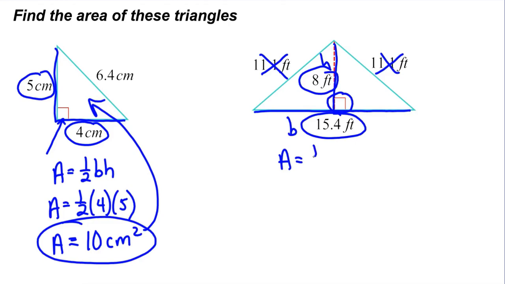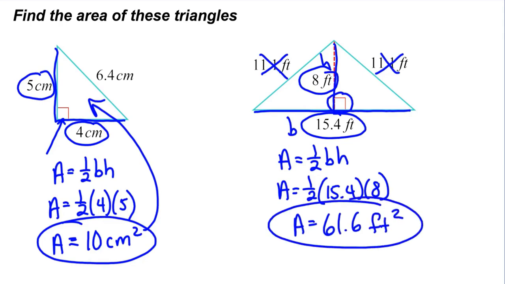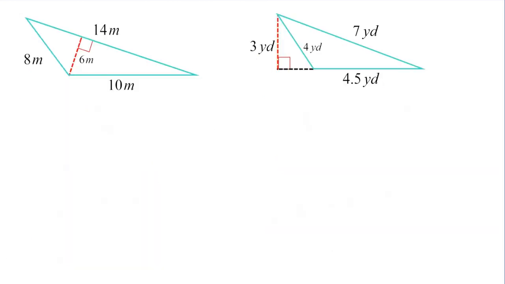So now I can use my formula. Area equals 1/2 base times height. So that's going to be 1/2 of 15.4 times 8. The area is 61.6 feet squared, or 61.6 square feet. So again, pretty simple once you identify what the base and what the height is.